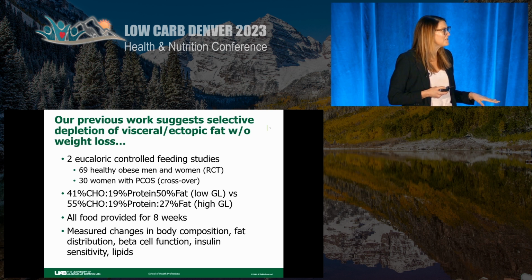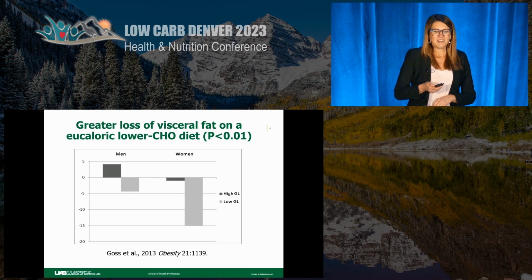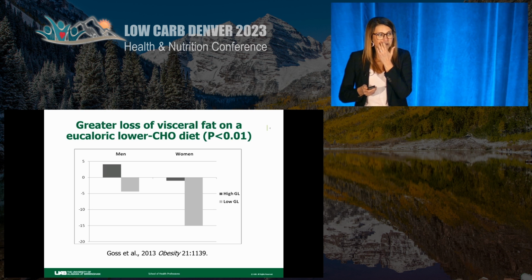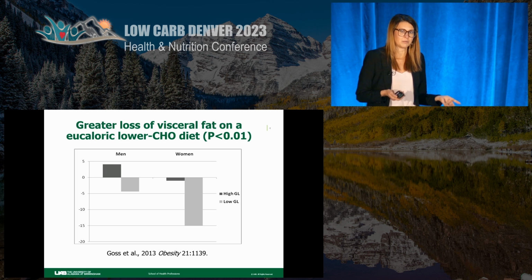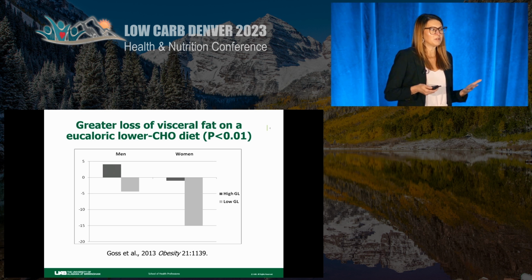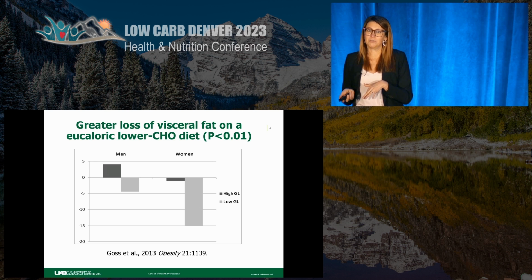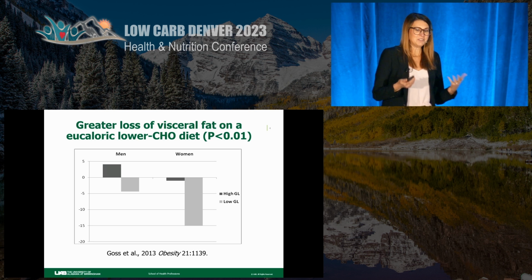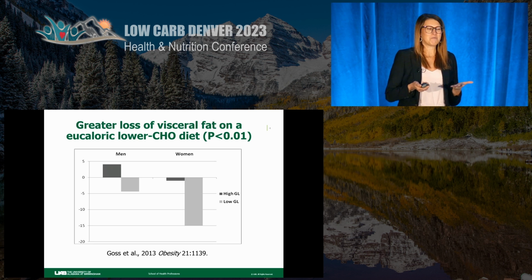And what we found was very interesting, that with the reduced carbohydrate, low glycemic diet, in the absence of weight loss, we got selective depletion of visceral adipose tissue. So in all the participants combined, there was about an 11% decrease in their visceral fat. If we look by sex, you can see this was particularly profound among the women consuming the low glycemic diet. Interesting, right? So where did the fat go? They were in weight maintenance.